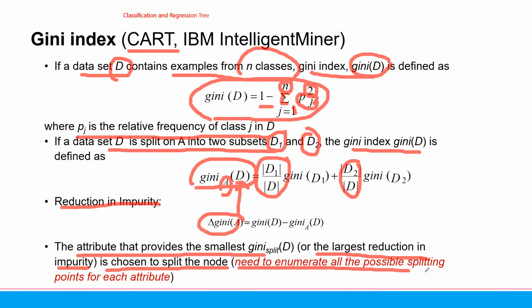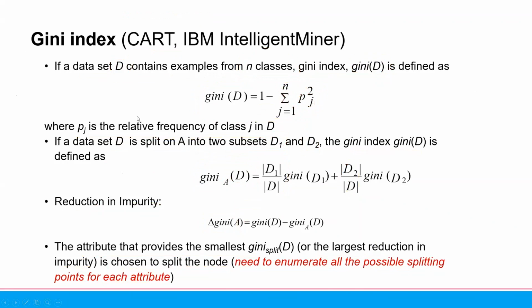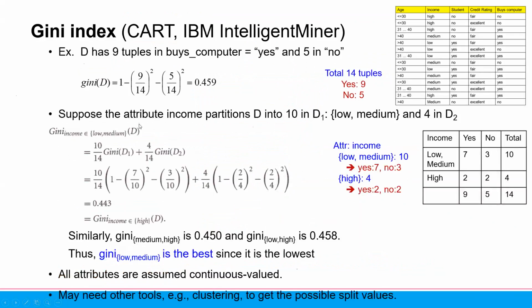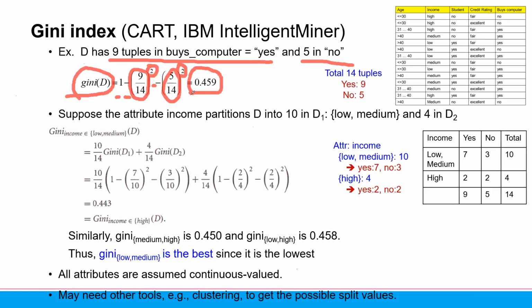Okay, so in this, we need to enumerate all possible splitting points for each attribute. Okay, what does it mean? Let's see examples. So we use the same examples here. We have 9 tuples of yes for buys computer and 5 no. And the Gini D will be 1 minus 9 divided by 14 to the power of 2, minus 5 divided by 14 to the power of 2. So this is the Gini index.